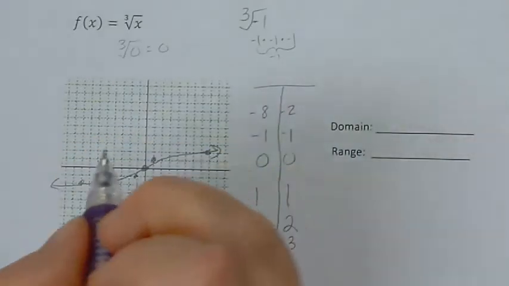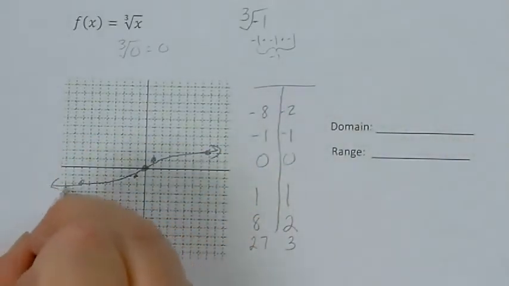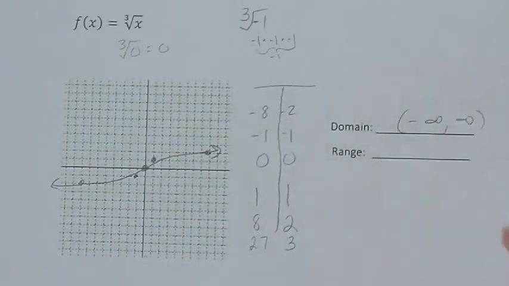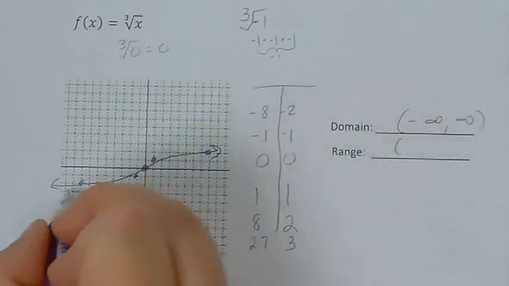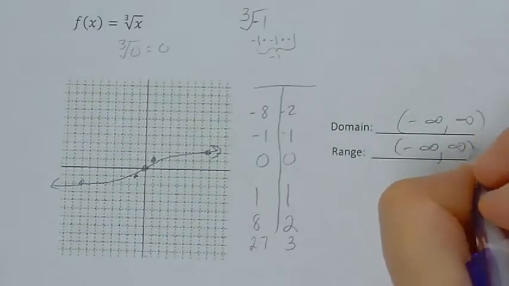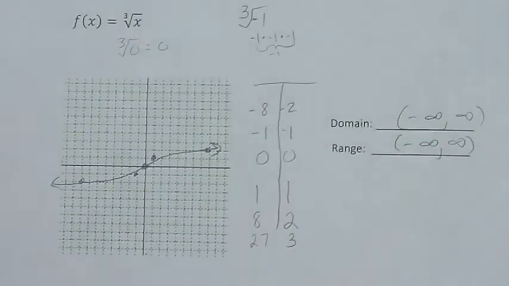This time the domain, the very smallest x value you can have is negative infinity, and the very biggest x value you can have is positive infinity. Same thing happens with the range. It never stops and never stops, so it goes negative infinity to infinity as well. So there's the cube root function.